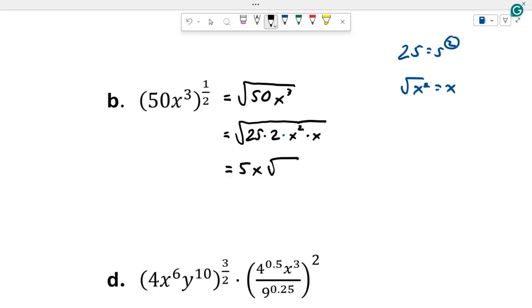Whatever I was not able to pull out from underneath the square root, the 2 was kind of trapped under there, and the x was kind of trapped under there. And then there's not much more you can do with this problem. We've pulled out as much as we possibly can from underneath our root, and there's certainly nothing else that we can simplify. So our final answer for 3b is 5x root 2x.